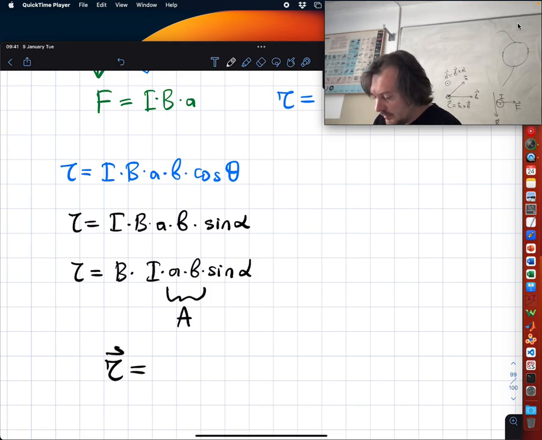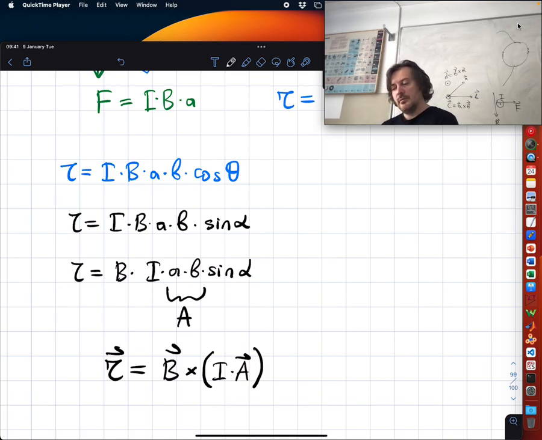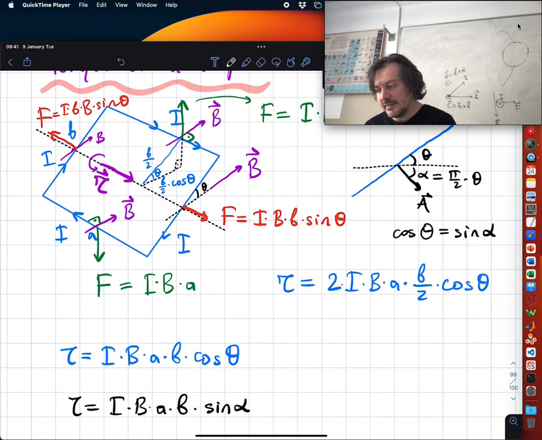is B cross I times the area of the thing. Do you see it? Because it brings out the sine alpha, and sine alpha comes out when you have a cross product.